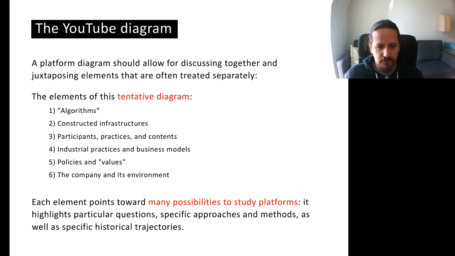Each one of those six elements has many possibilities for concrete research, each with highlights, particular questions, and approaches. But each of those approaches also has its own historical backdrop, and I won't be able to reconstruct all of that. So it's going to be more example focused, and well, you'll see.